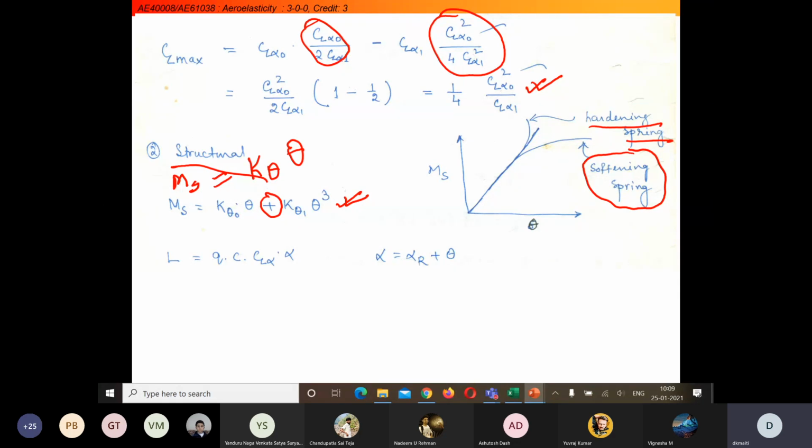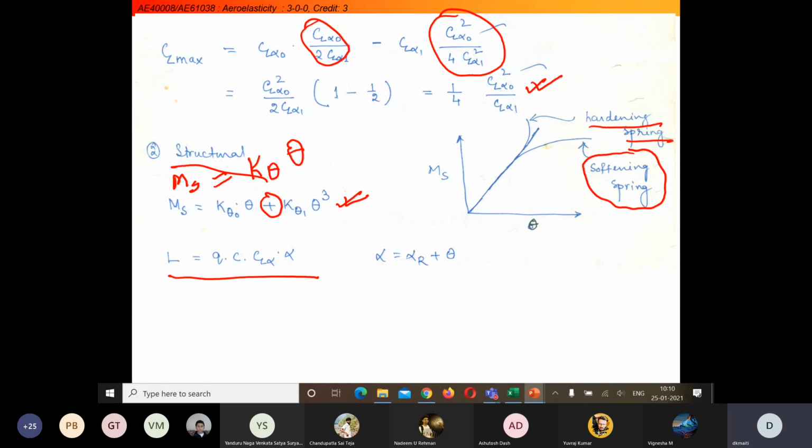So if we consider Ms equal to K theta naught, that is the linear spring, and just to differentiate, I have used K theta naught into theta plus K theta 1 into theta cube. That is the cubic nonlinearity we have considered here. And the lift force will be q into c into CL alpha into alpha, where alpha is alpha r plus theta.